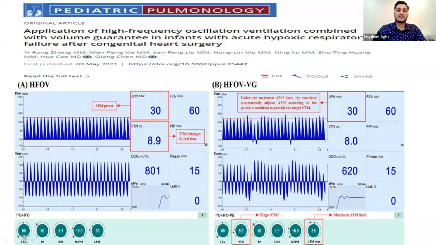Here in the high frequency, there are the parameters we know: FiO2, frequency, IE ratio, delta P, and mean airway pressure. Here in volume guarantee, there are two extra values: tidal volume, which represents the maximum volume that can be given to the patients, and maximum delta P.